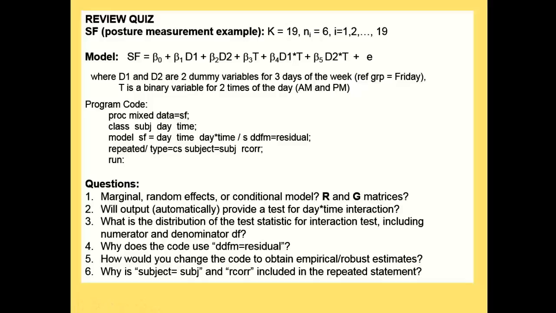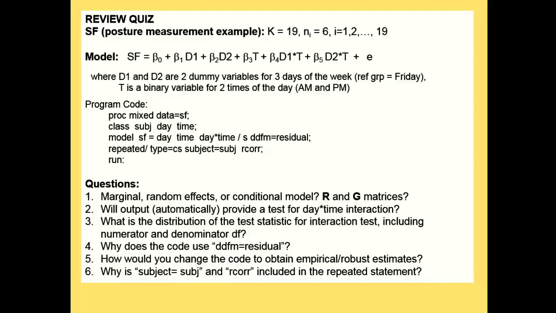Will the output automatically provide a test for the day times time interaction? Will it automatically provide it, or do you have to use a contrast statement to do it? That's what I'm asking. Will it automatically define it because you've used a class statement to define day and time? That's that question. Okay. What is the distribution of the test statistic for the interaction test, including the numerator and the denominator degrees of freedom? What's the distribution?